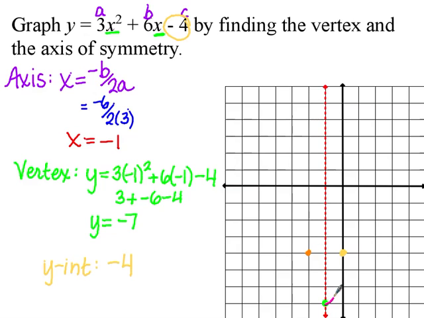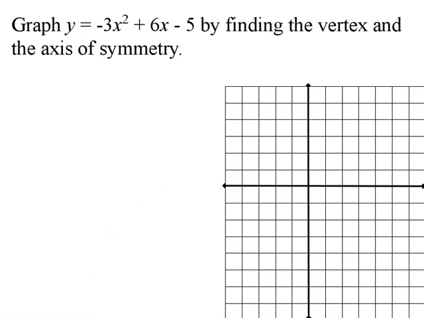Now, this next one that we're going to do in class is going to be one where you actually do the whole thing for me. We're going to do it as a class. So, very first, y equals negative 3x squared plus 6x minus 5. Who wants to do the axis for me? Okay, axis. So we're going to start with the axis. If you're working that at your desk, you can follow along.